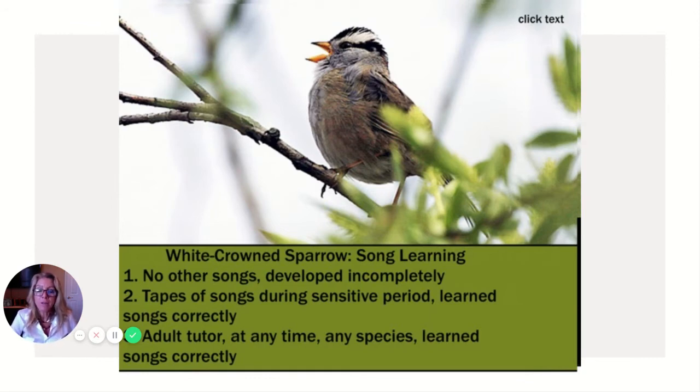But then they started saying, what if we didn't have a parent bird? What if we just had tapes during their sensitive period when imprinting seems to work, right? And if they just played tapes and the baby bird got to hear it, they would learn how to sing correctly. And then the next observation they made is, what if we have an adult tutor that's with that bird all the time? If it was with that bird all the time, they would learn that bird's song. All right. So those underneath social interactions and learning, birds will sing the song of their tutor, and social interactions must assist in the learning process.